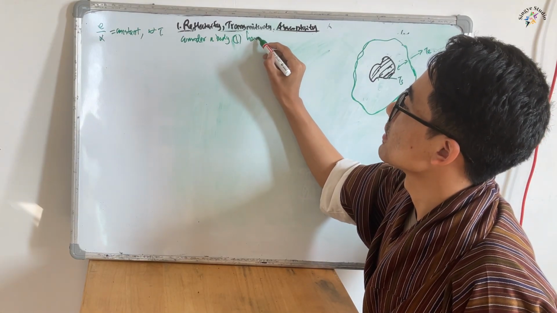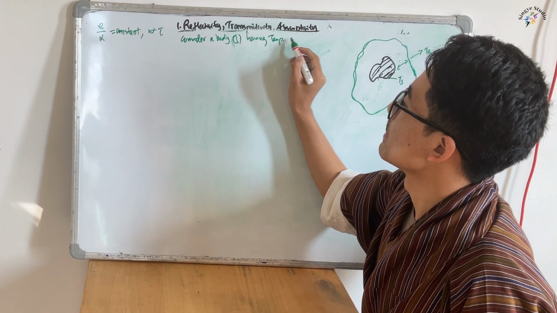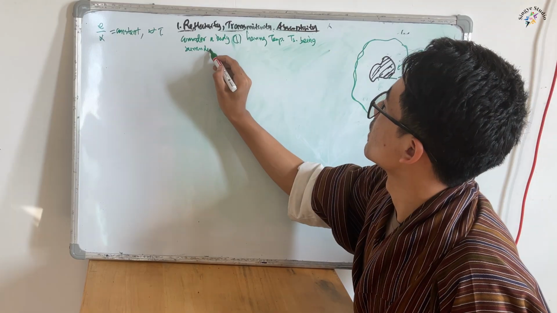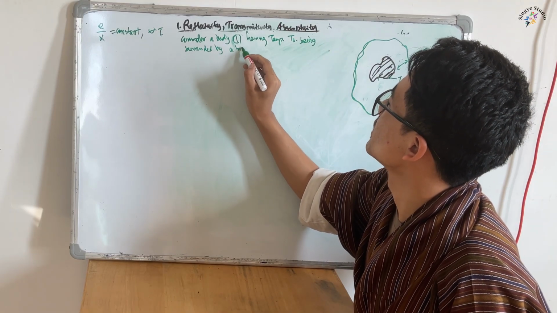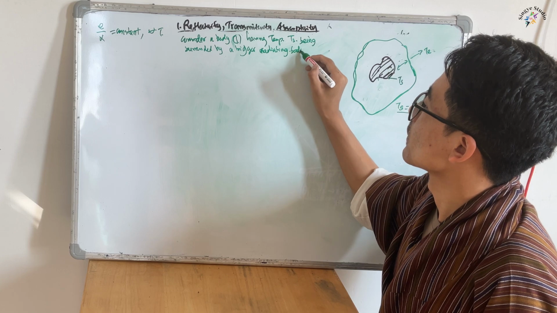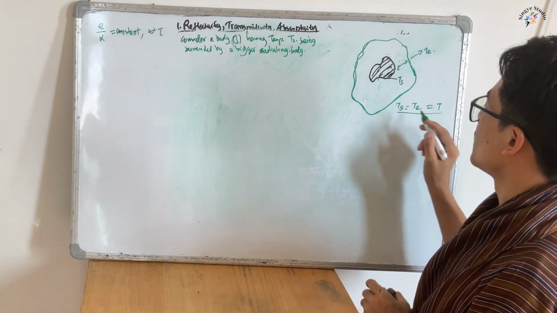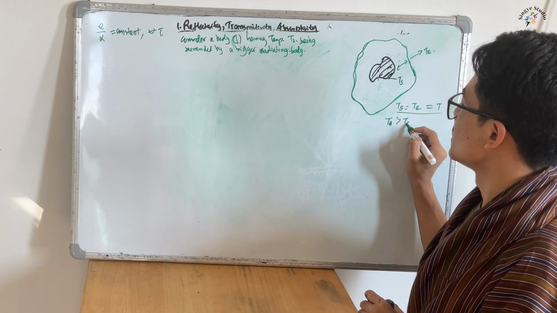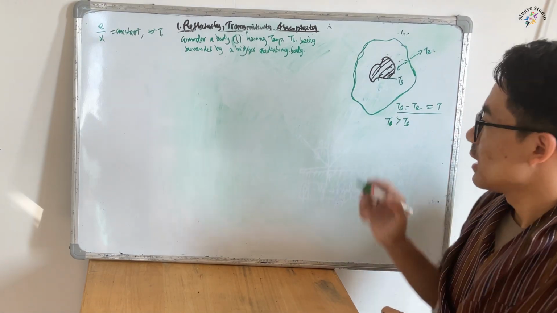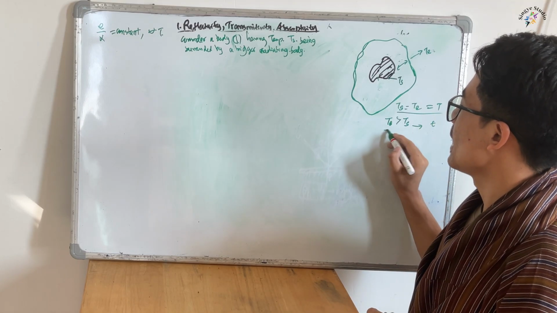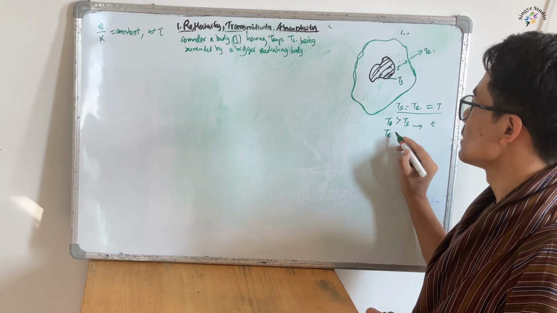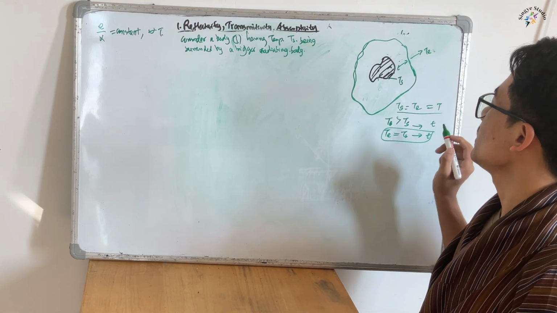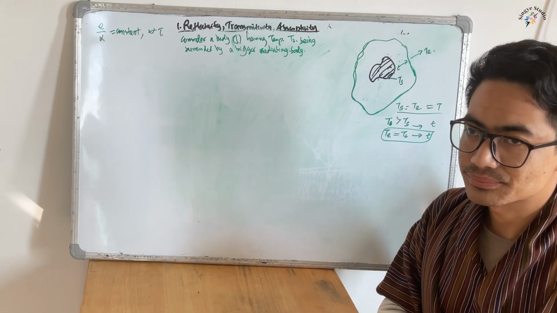Having temperature Ts, being surrounded by a bigger radiating body, okay? Now what I'm going to assume is that, see here, at the beginning, my Te is greater than Ts, okay? But at some time T, my Te dies down and becomes Ts after some time T, which is the time for thermal equilibrium.